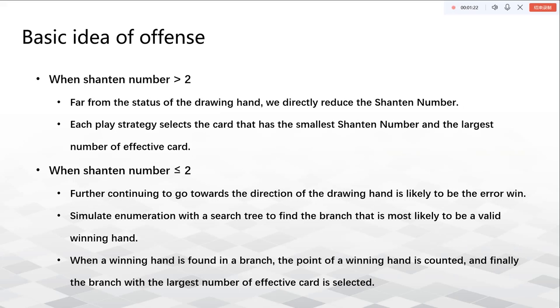In the first layer of the search tree, we traverse different hand cards to consider which card our bot plays. In the second layer, we think about all possible cards we draw after the first layer of the simulation, and so on. When the algorithm discovers the winning hand in the branch, it computes the points of the winning hand. Back to the current decision, we select the branch which has the most effective winning hands.